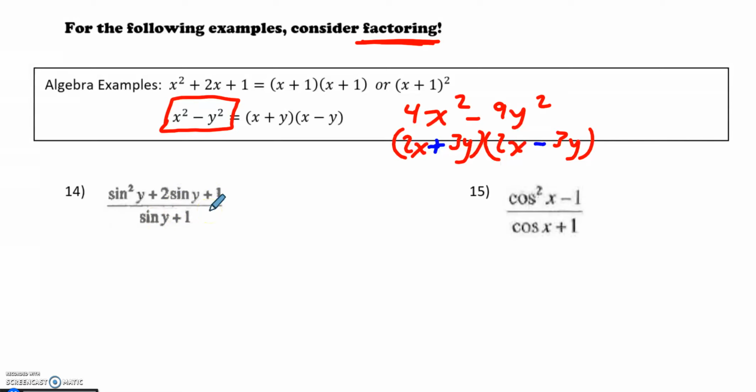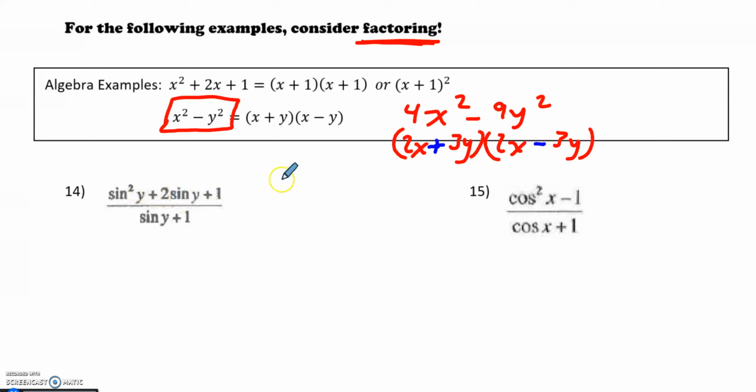I also can't, I call it illegally, cancel out the sine squared y and the sine y. If you did this, you would be doing something mathematically illegal, and I would probably write "illegal" on your test because it is completely and utterly wrong.